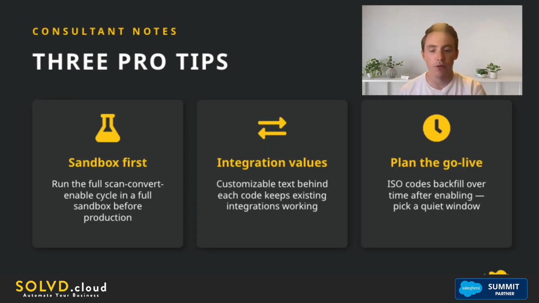3 tips from the field. First, run the whole cycle in a full sandbox. The effort depends entirely on your data, and you want to find out there, not in production. Second, configure your integration values. That's the customizable text behind each code that keeps your existing integrations working after the switch. Third, plan the go live. ISO codes backfill on existing records over time after you enable, so pick a quiet window.